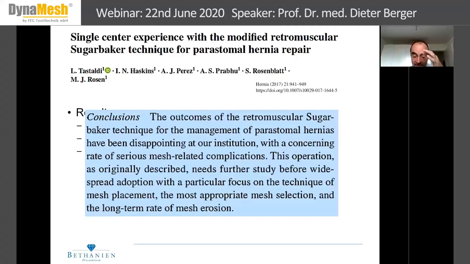Therefore, as I heard a German surgeon two years ago describing the Pauli procedure as the gold standard of parastomal hernia repair, I don't think that we are at the moment in a position to really support that point of view. It's not the gold standard. It's a difficult procedure with relevant problems, and it should be followed up very strictly in order to exclude these problems described by the group of Rosen.